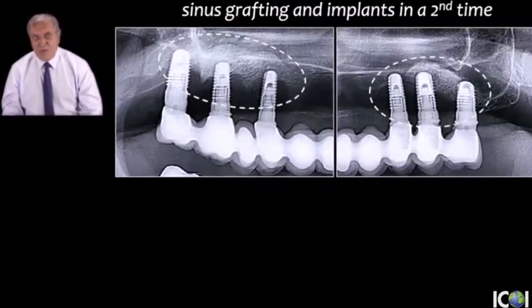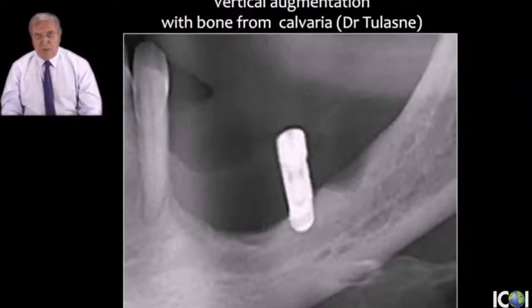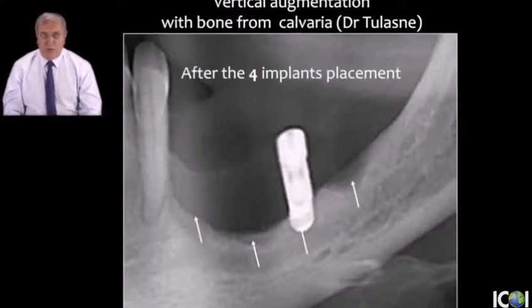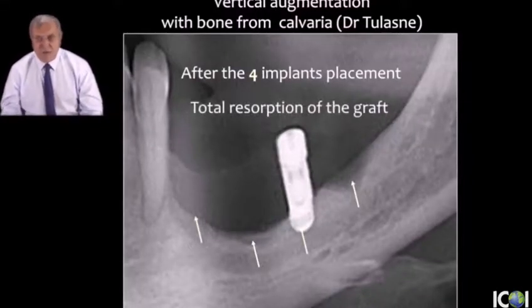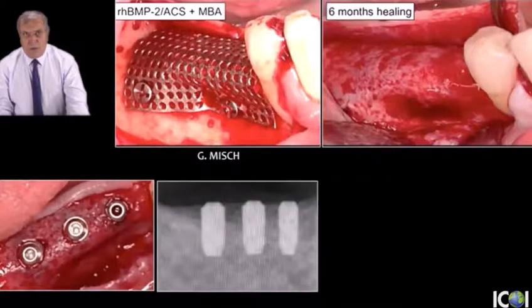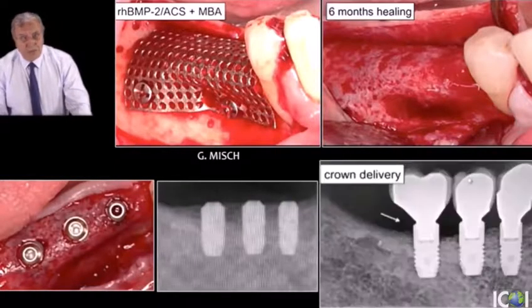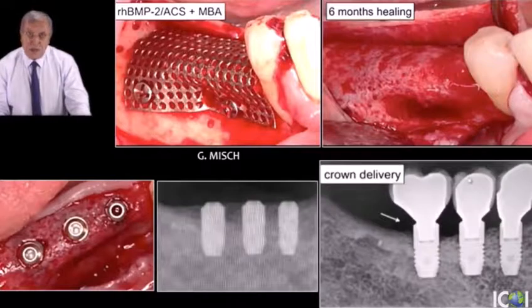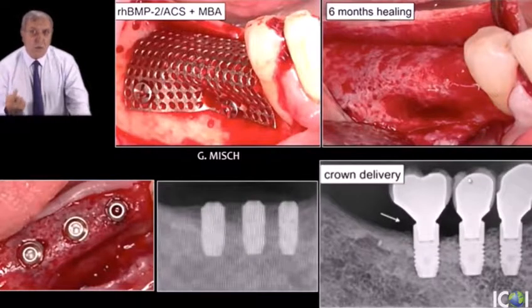You place implant after sinus augmentation and you lose the bone. We place implant into a bone from calvaria, and even if the bone is one of the best, we can lose the whole graft. We can use BMP. Bone doesn't care. The bone has only one behavior. And then we need to understand how, and how to manage.